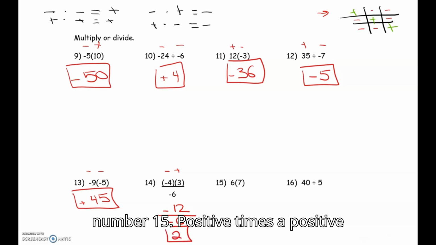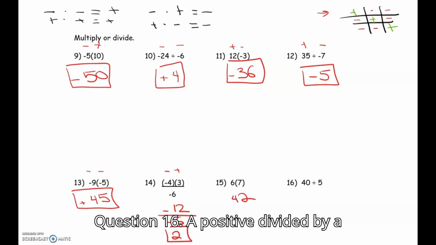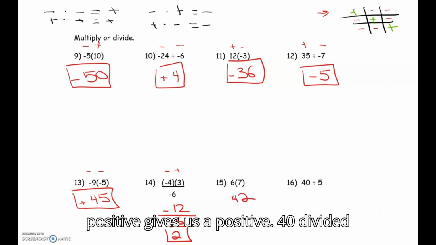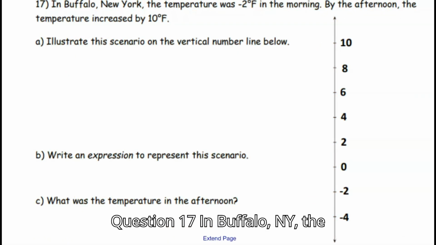Now on to question number 15. Positive times a positive gives us a positive. 6 times 7 is 42. Question 16. A positive divided by a positive gives us a positive. 40 divided by 5 gives us 8. Now let's move on.